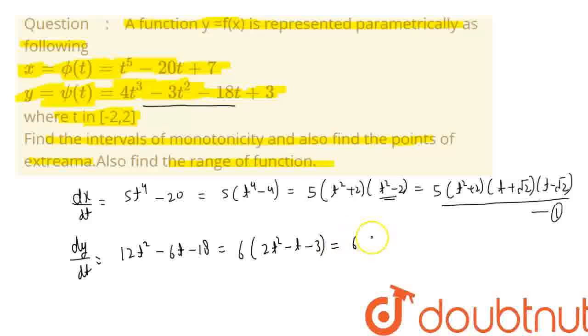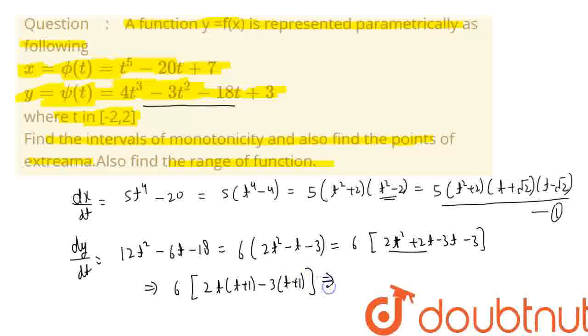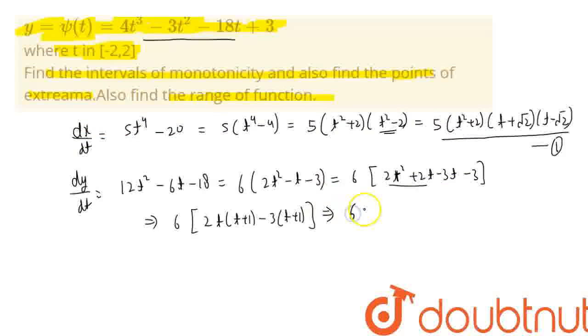So for that we have 6 times, here we have 2t square, and instead of this minus t we are going to write plus 2t minus 3t. So now we are going to take 2t common out from these two terms. So from these we get 6 times, 2t outside, and inside we are left with t plus 1. And here we have minus 3 common outside. So after that we are left with t plus 1. So from this we get 6 times t plus 1, if we take it common, and inside we are left with 2t minus 3.